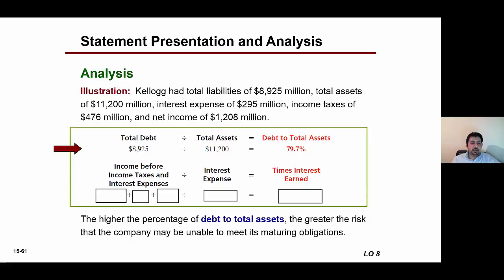So basically, the higher this ratio, the debt to total assets ratio, the greater the risk that the company will not be able to pay back their debts.